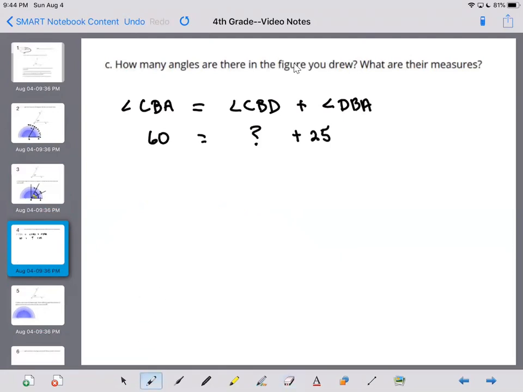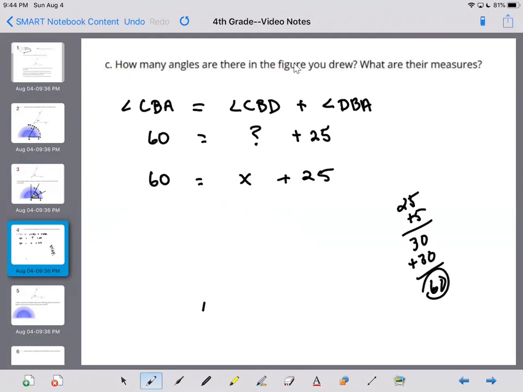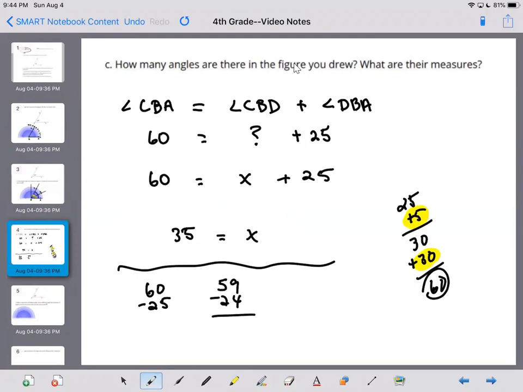Okay, so a way to figure that out is you can create an equation, and I can subtract 25 from 60, or I can add up from 25. So if I have 25 and I add 5, I get to 30. And if I add 30, I get to 60. So what did I add? Well, I added 30 and 5. So what does that mean? Well, that means that x is equal to 35. Or I could have subtracted 25 from 60, or changed that to 59 and 24 and still get 35. So I'm going to get 35 degrees.